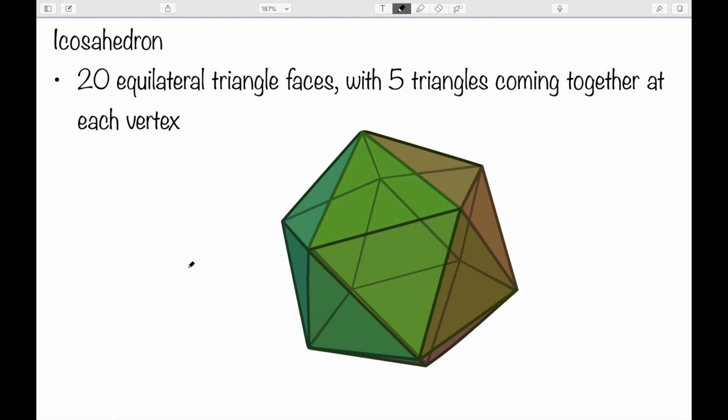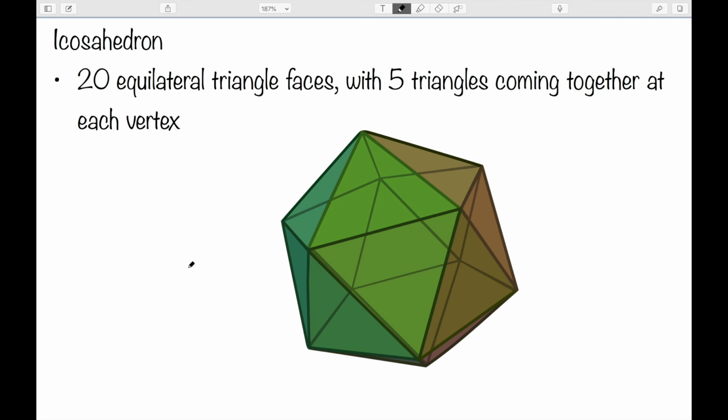And these solids are special because each one is made from only one kind of regular polygon, and the same number of polygons come together at each vertex. And in fact, the Platonic solids are the only convex polyhedra having these 2 properties.